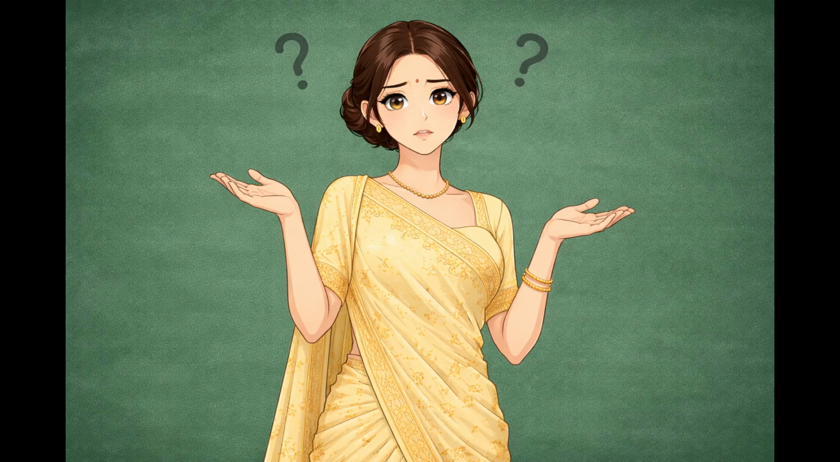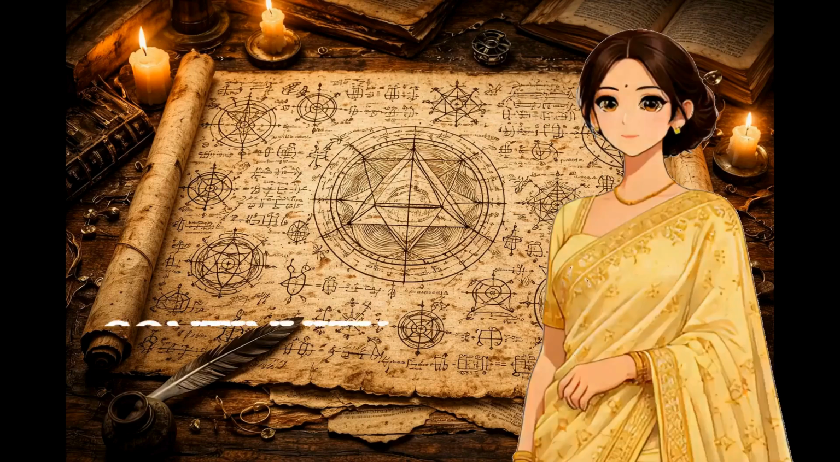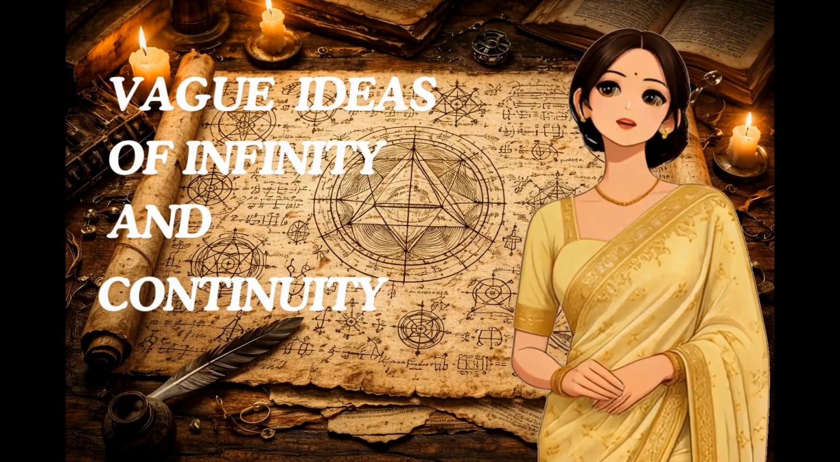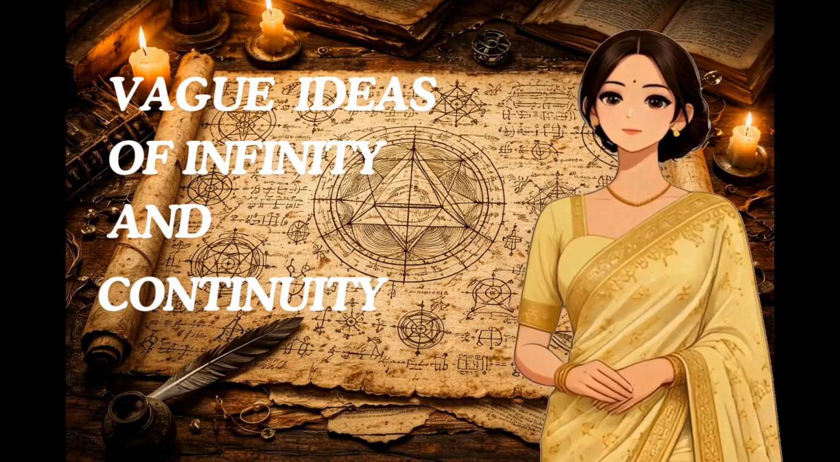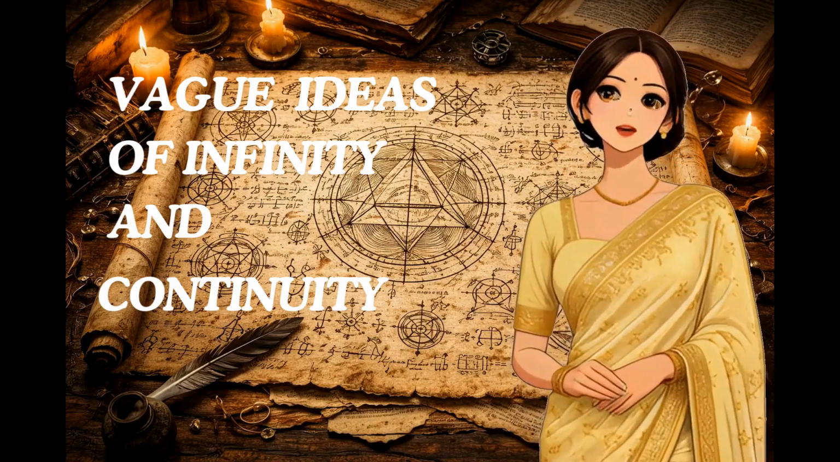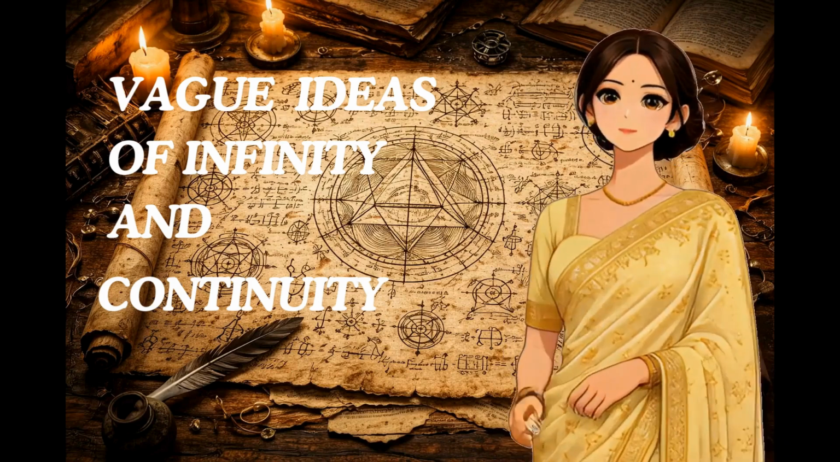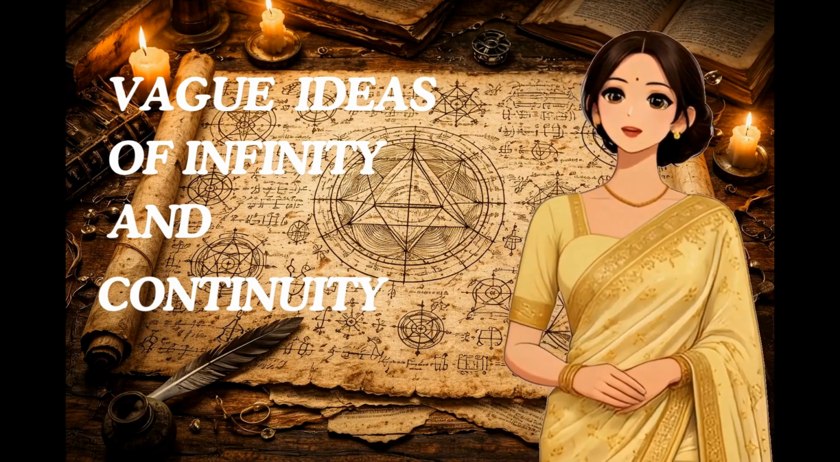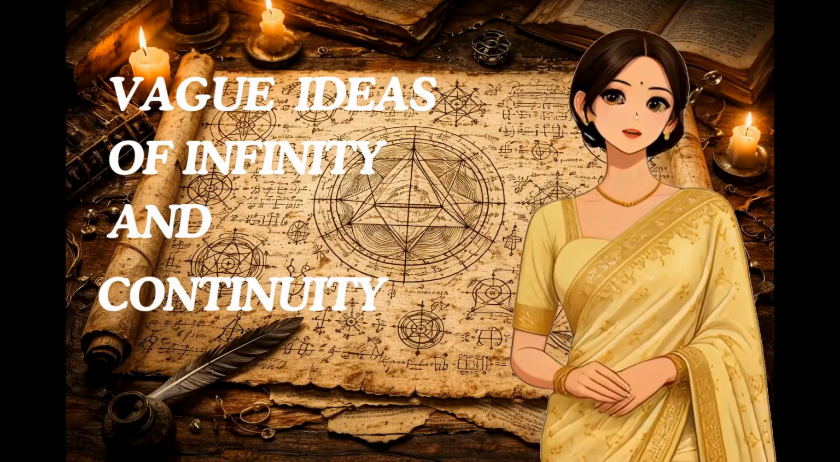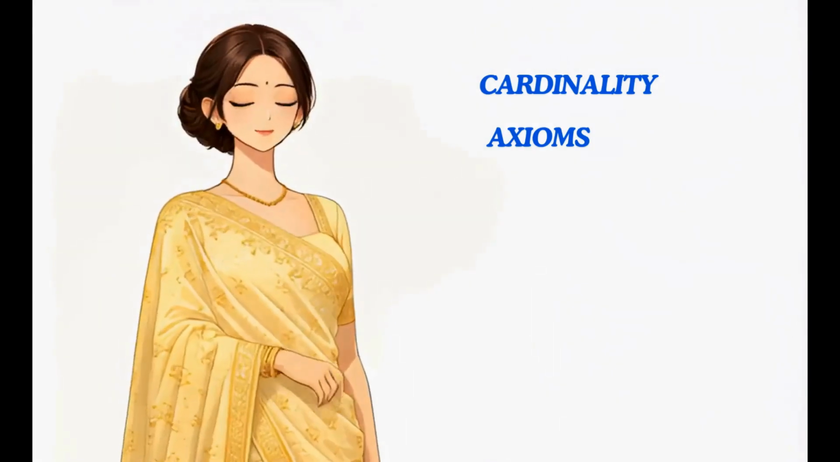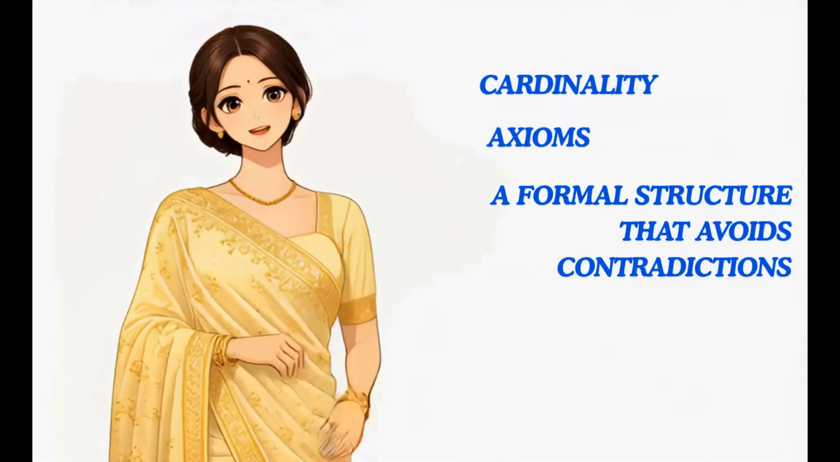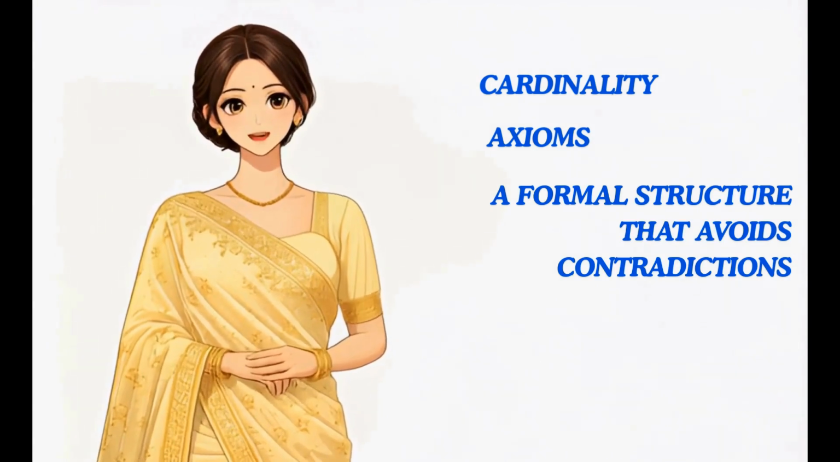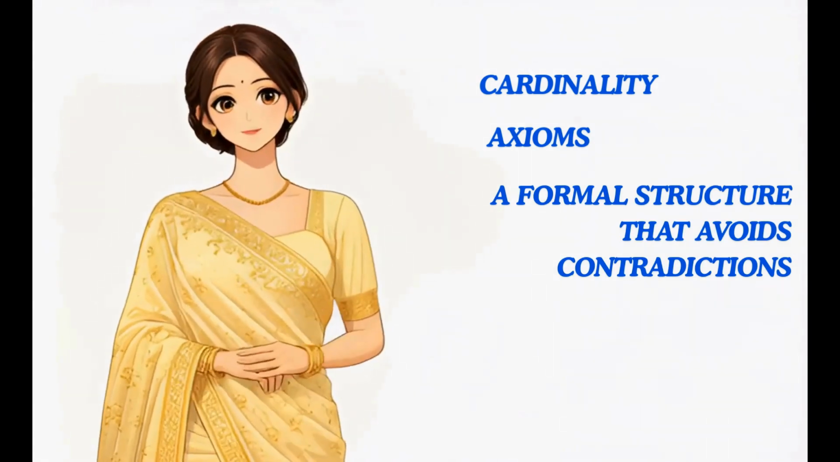So why did mathematicians invent set theory in the first place? Before set theory, mathematicians struggled with vague ideas of infinity and continuity. This caused confusion in calculus and series. Earlier, mathematicians believed that all infinities were the same, or all infinities were equal. Set theory proved this wrong. It introduced precise sizes of infinity, that is nothing but cardinality, strict logical rules, nothing but the axioms, and a formal structure that avoids contradictions. This brought clarity, consistency and stability to mathematics.